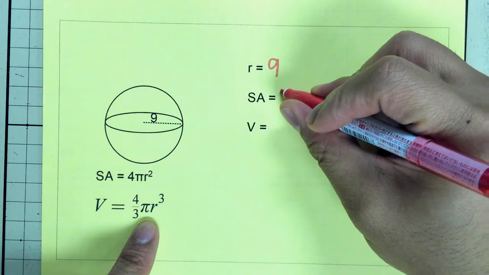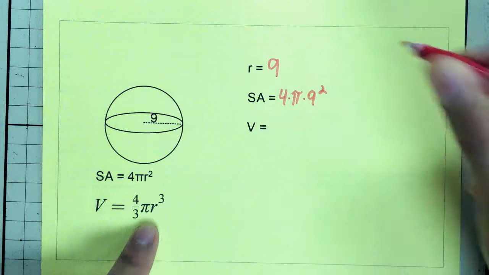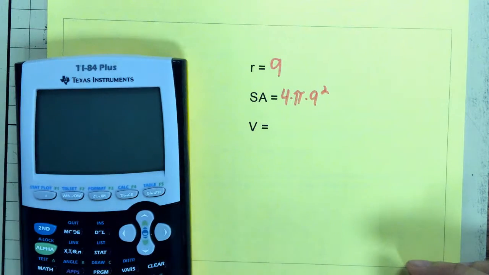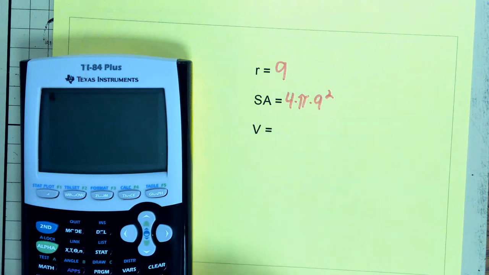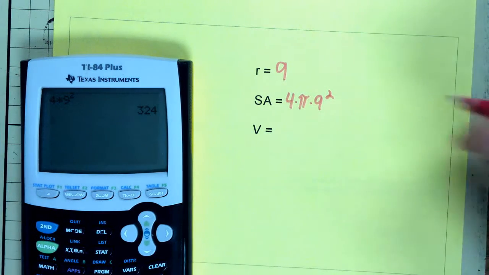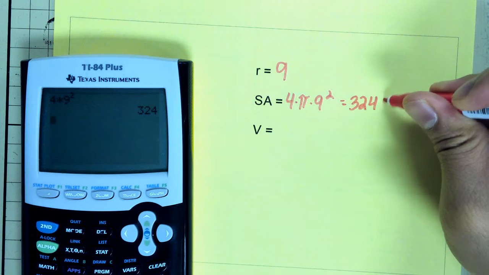So surface area, it's 4 times pi times 9 squared. In my calculator, I'm only interested in 4 times the 9 squared. So this is 324 pi.